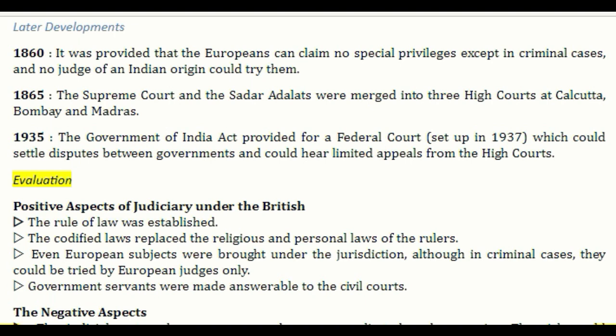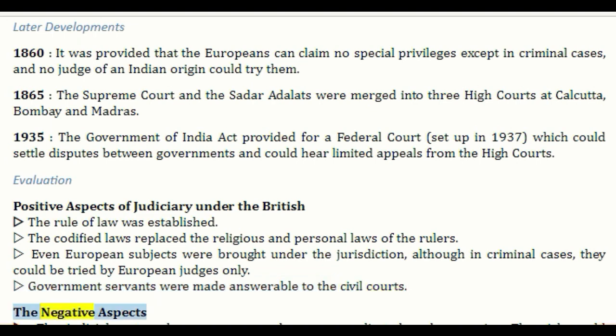Evaluation. Positive aspects of judiciary under the British. The rule of law was established. The codified laws replaced the religious and personal laws of the rulers. Even European subjects were brought under the jurisdiction, although in criminal cases, they could be tried by European judges only. Government servants were made answerable to the civil courts.